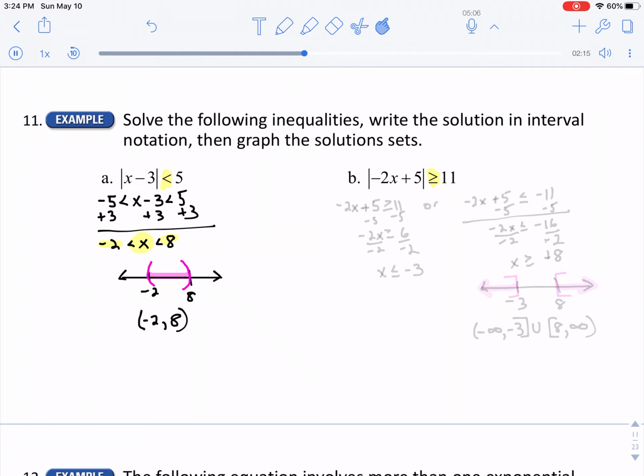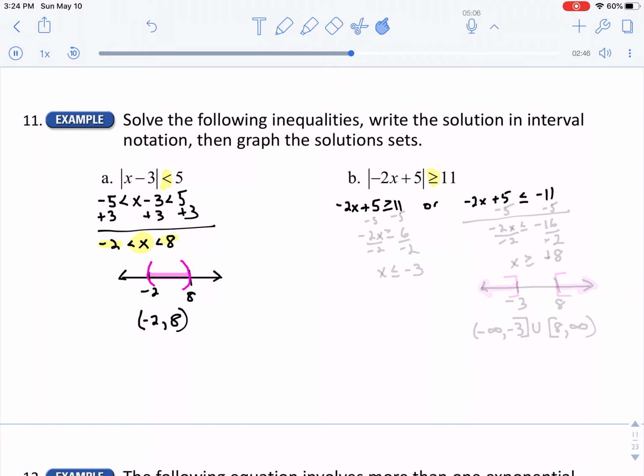When it's a greater than or equal to sign, you have to write two separate inequalities. So the first one is a negative 2x plus 5 is greater than or equal to 11, or the second one is a negative 2x plus 5. You flip the symbol around, you make it less than or equal to, and instead of 11, you put a negative 11. All right, now let's solve them.